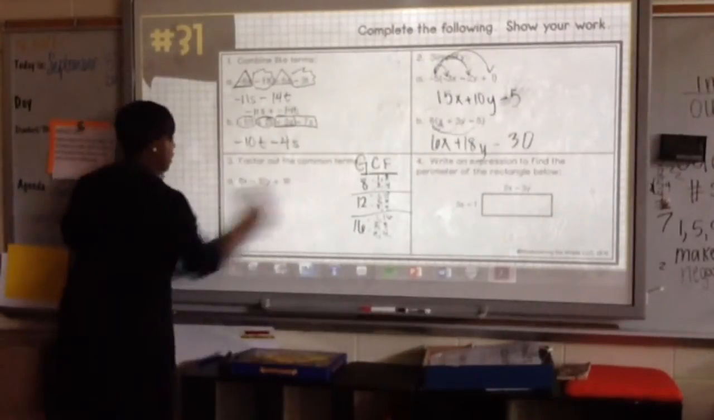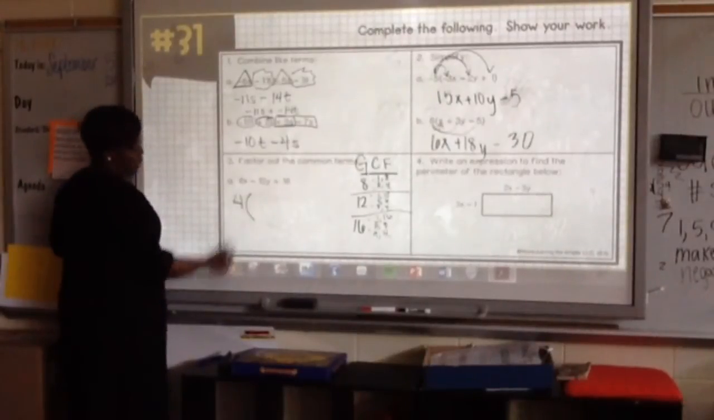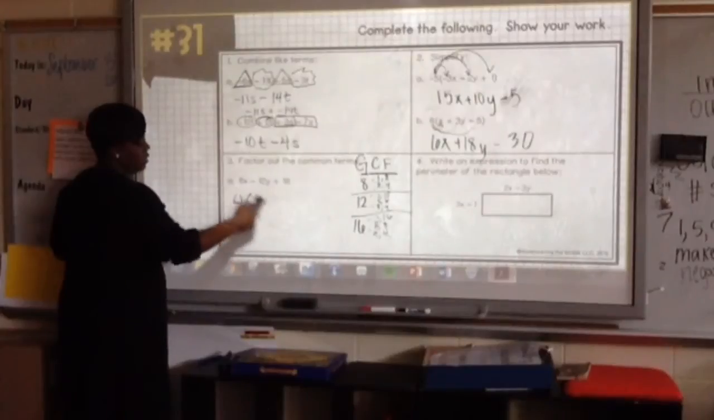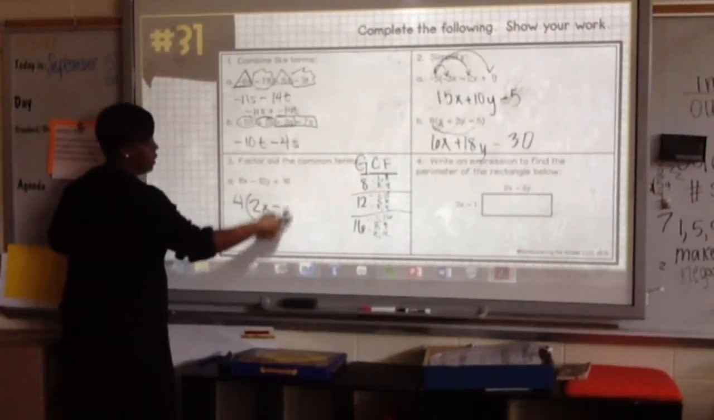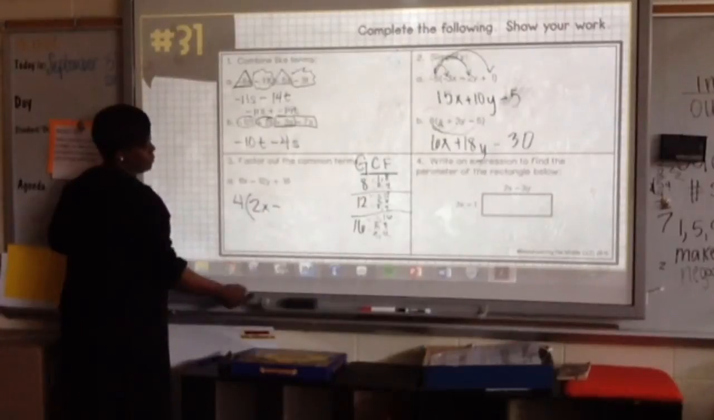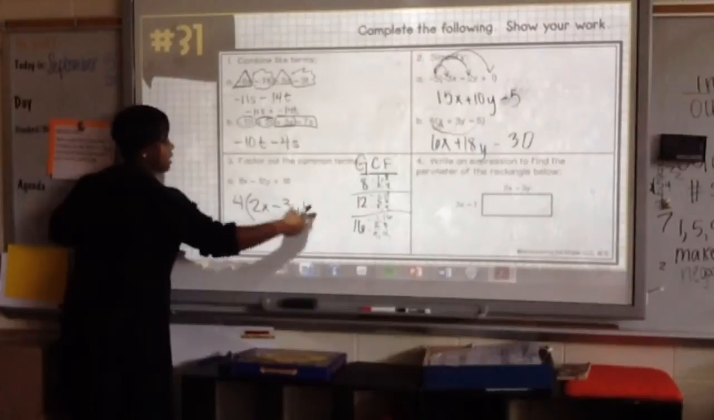So if I backtrack and use 4, I get what? 4 times what gives me 8x? 2. Okay, put your sign. 4 times what gives me 12y? 3y. And 4 times what gives me 16? 4.